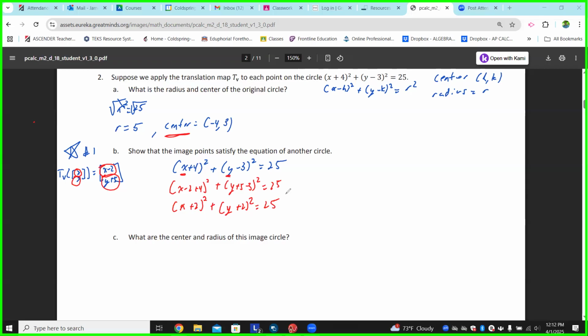Maybe we should have started with C so we could have graphed it. All right, I'm actually going to skip to C and we'll come back and fix B, but maybe a graph would make more sense here. So if we graph, what are the center, the radius of the image of the circle? Do y'all have a graph on y'all's? Do you have a graph?